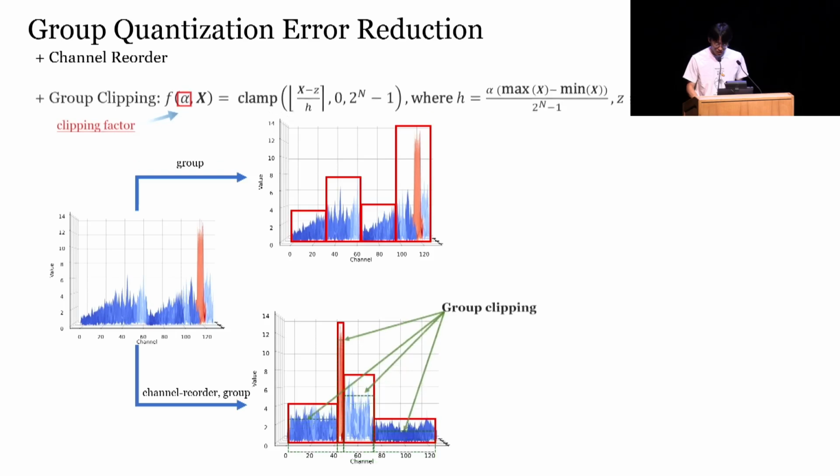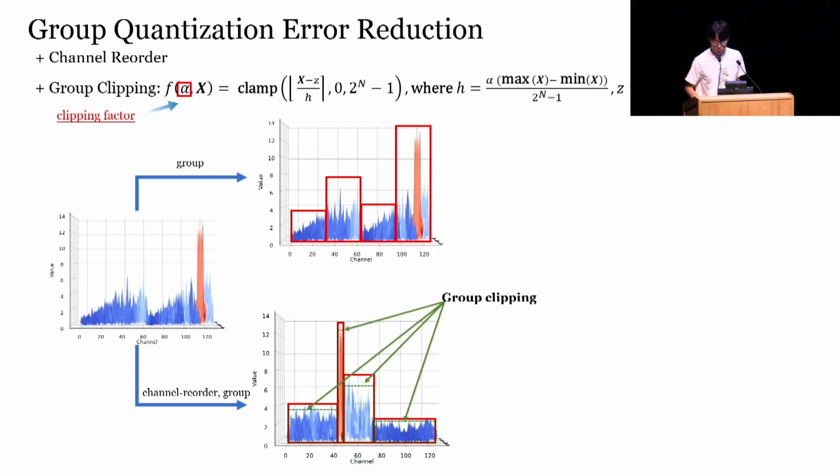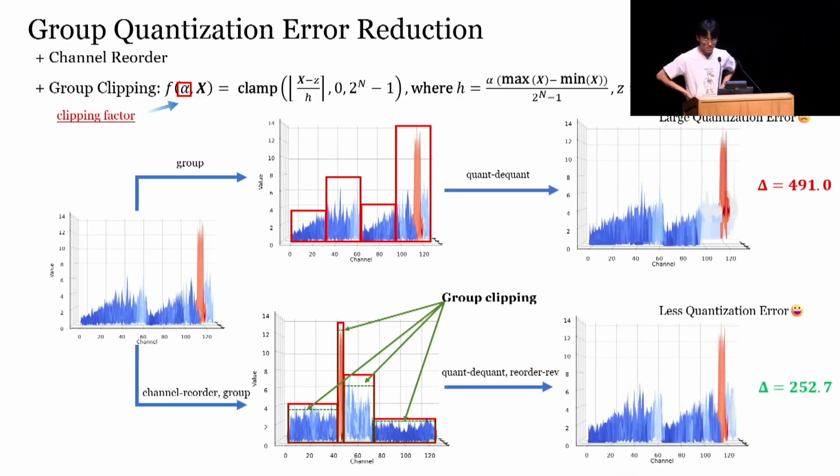We also use group clipping to further alleviate the outlier problem within one group. For each quantization group, instead of using min-max to compute the quantization parameters, we multiply them by a value between 0 and 1. This helps to further improve the quantization accuracy. And after this transformation, we can significantly reduce the quantization error of group quantization.